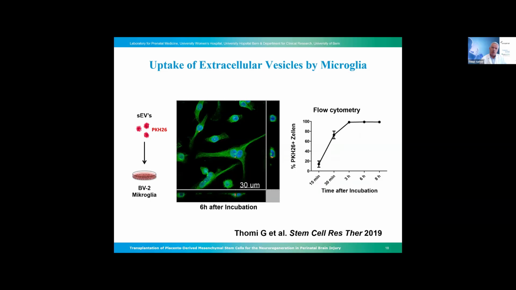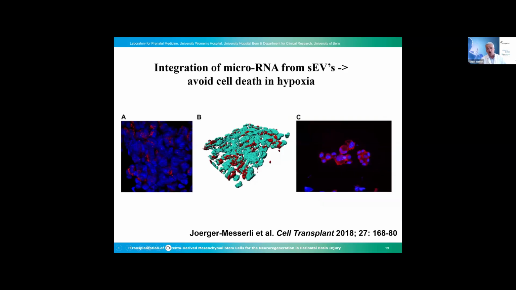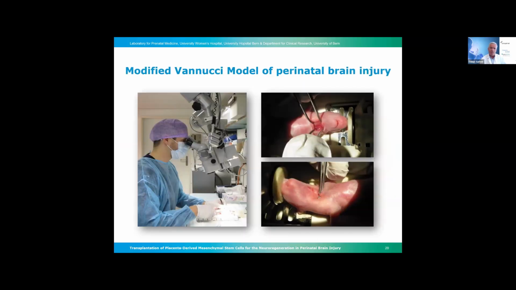So the first thing was that we had to prove that these vesicles coming from the mesenchymal stem cells from umbilical cord really enter these cells, in this case microglia. So we made these uptake experiments showing that there is a very high uptake of the vesicles, and also showing that they are in fact functional. That means that they are decreasing the number of cell deaths coming from hypoxia.